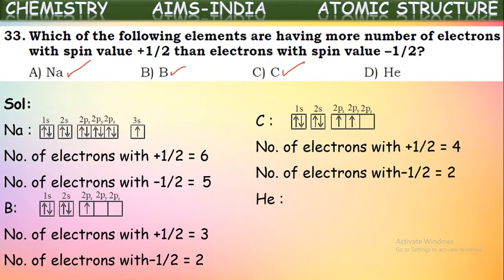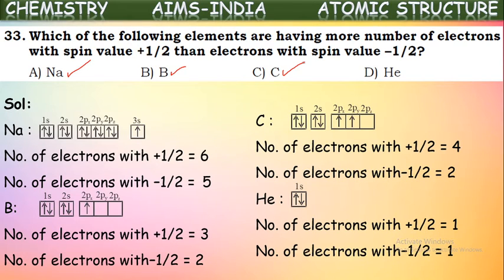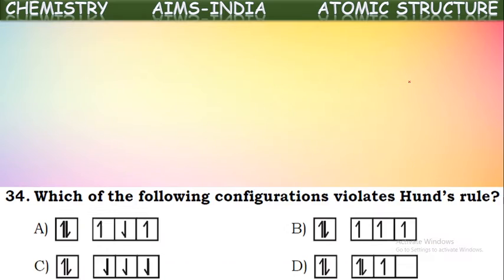Let us see helium. Atomic number is 2 and its configuration is 1s2 just. So electrons with the clockwise spin only 1 and electrons with anti-clockwise spin also only 1. So both are the same number. How many electrons with the positive spin? The same number of electrons with the negative spin also. So it won't come under this. Only the first 3 elements, sodium, boron, carbon, are having more electrons with the positive spin than the electrons with the negative spin. Okay, next one.